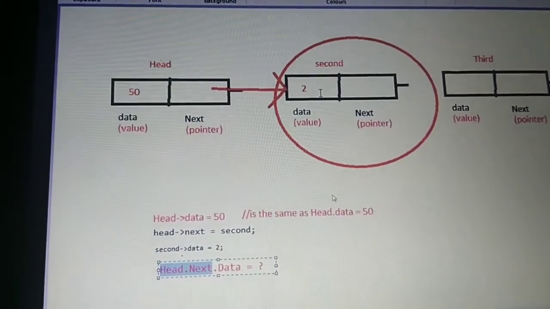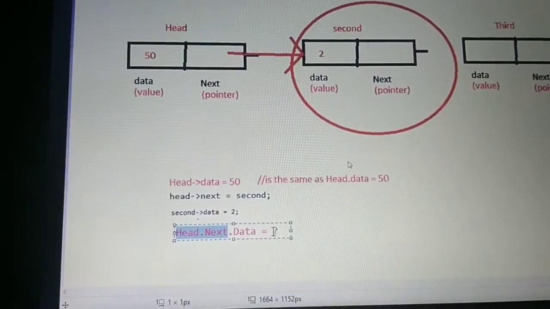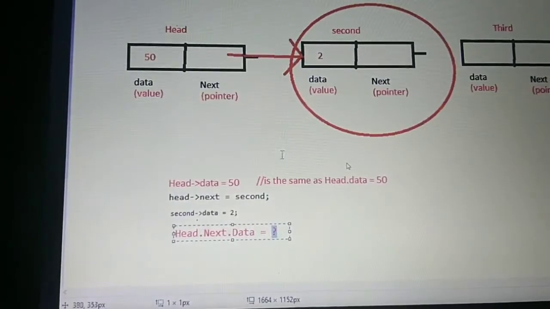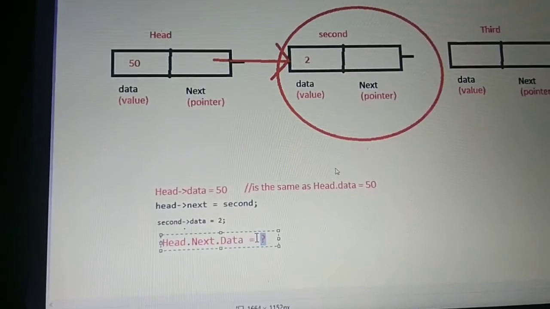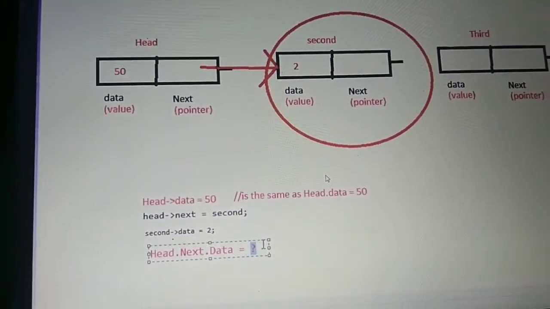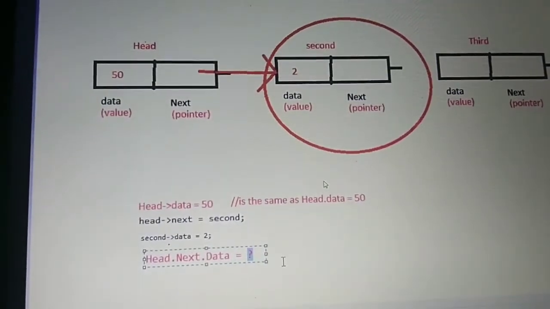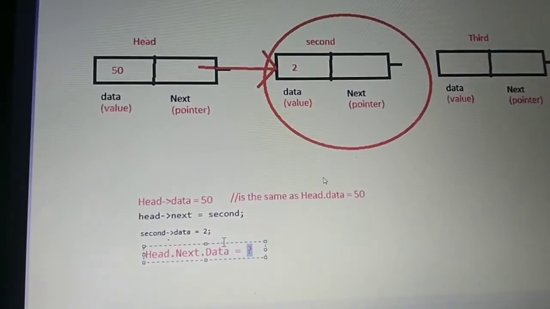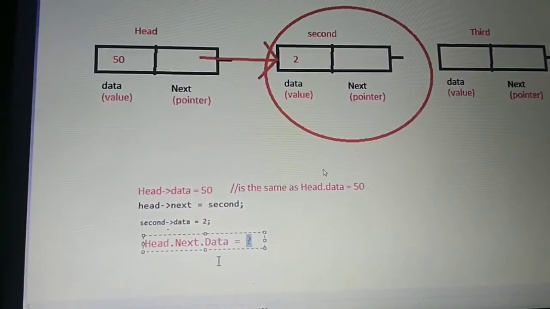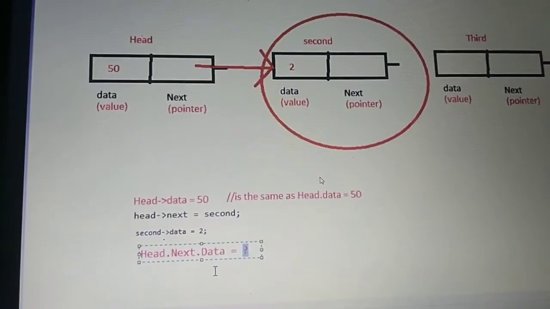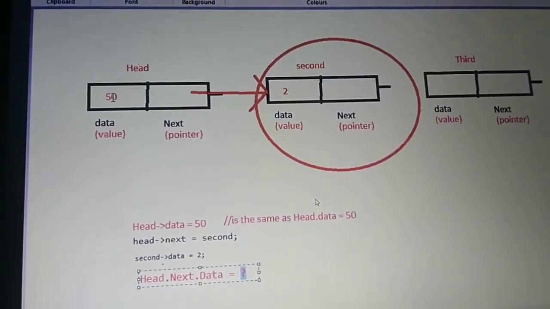Why did you put the question mark? I'm just asking you what is the value here. Okay, because I thought it will pick a random one because you put a question mark. No, I just gave you tricks. Head dot next dot data is the same as second dot data, but this is a trick question. Okay, Dad. Yung head dot next dot data is para sa second, no?